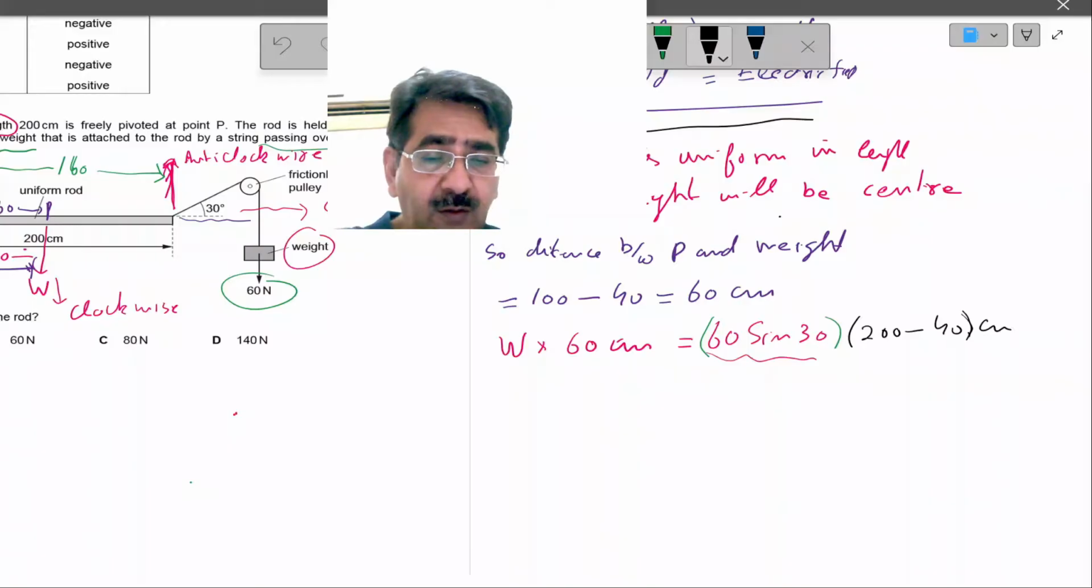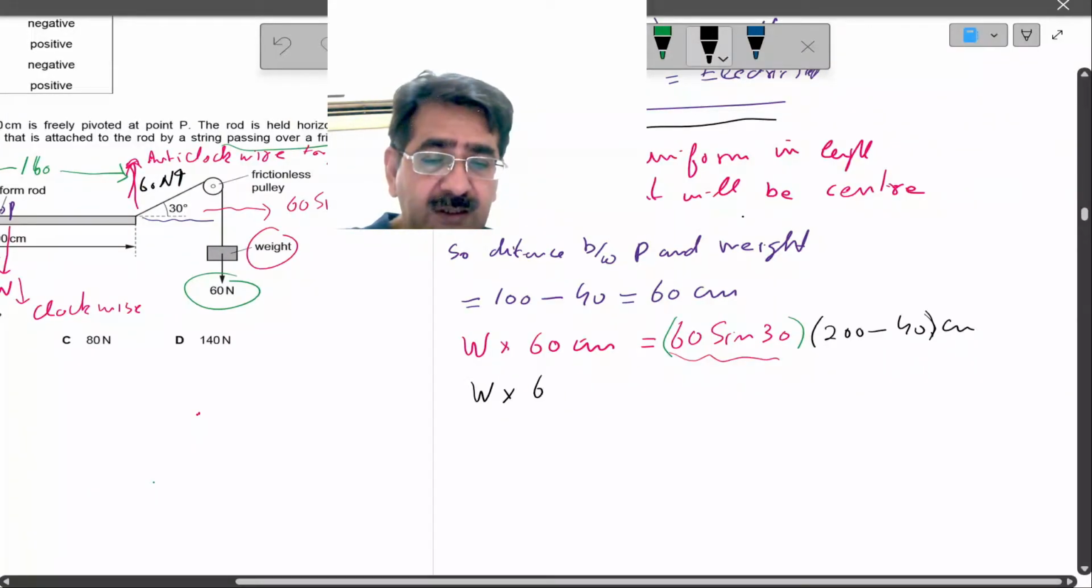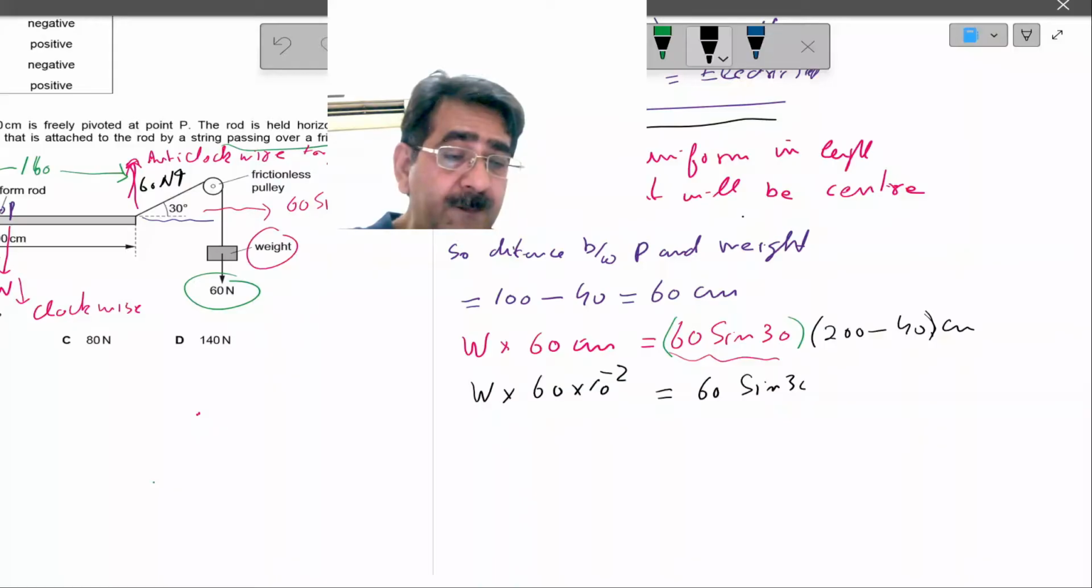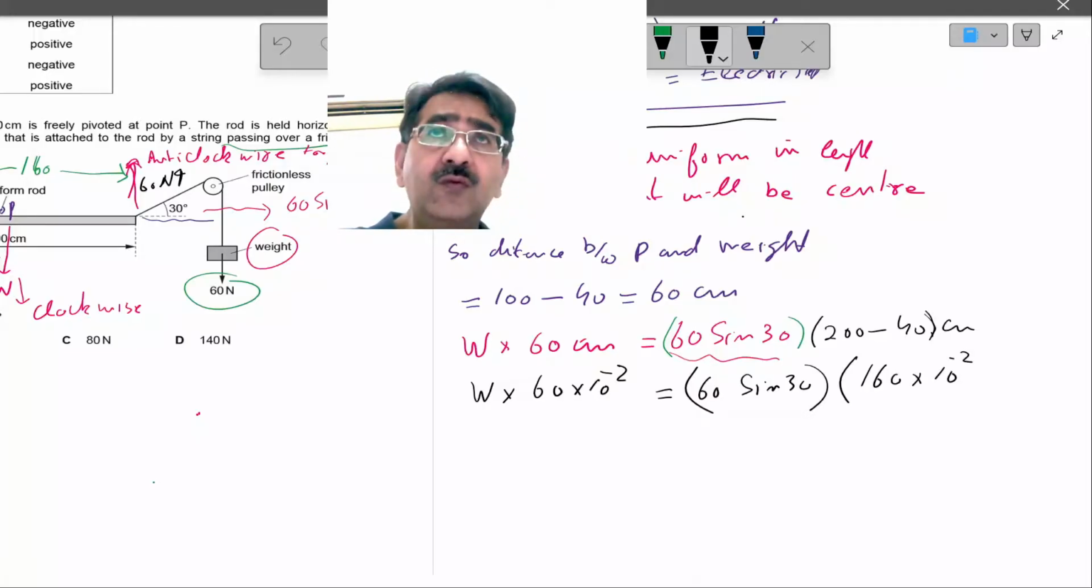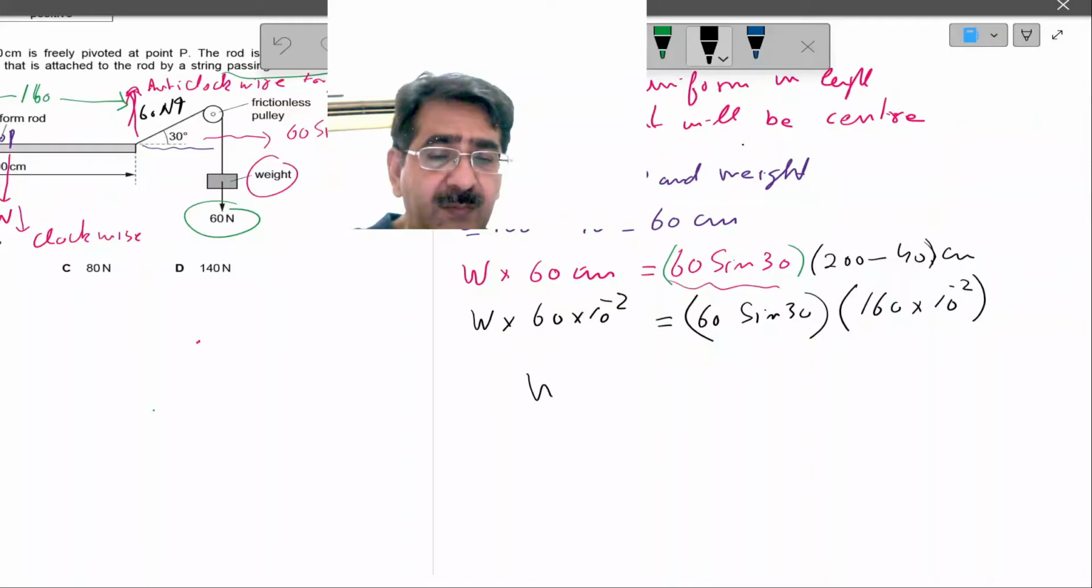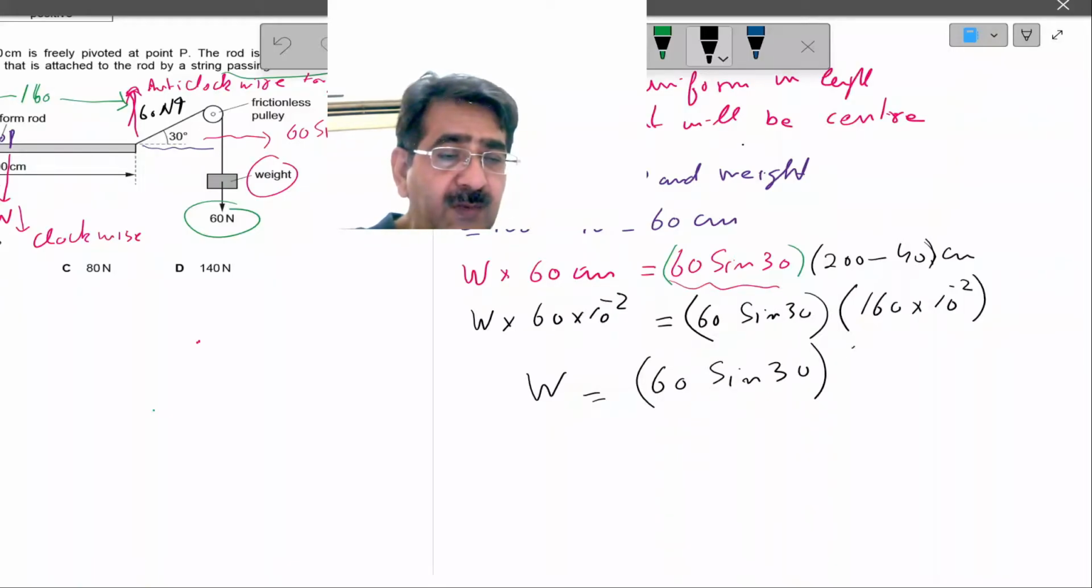So that will be W times 60 times 10 to the power minus 2 meter, equal to 60 sine 30 times 160 times 10 to the power minus 2 meter. The minus 2 will cancel out, and so W will be equal to 60 sine 30 multiplied by 160 divided by 60.